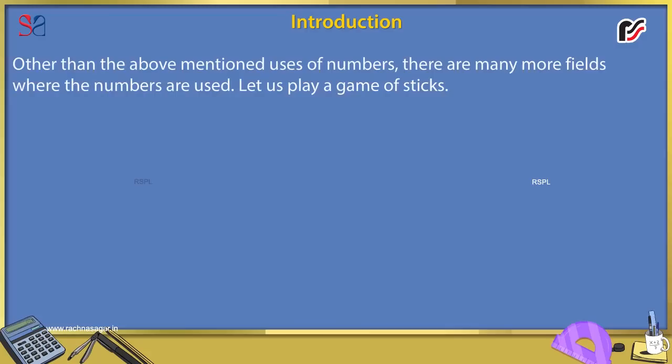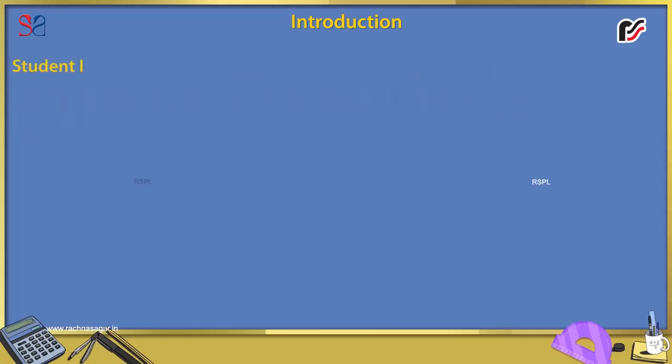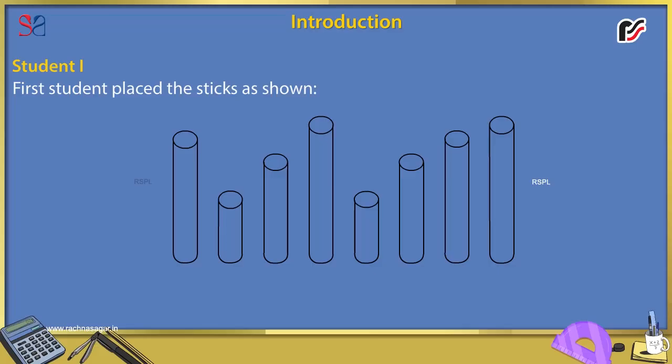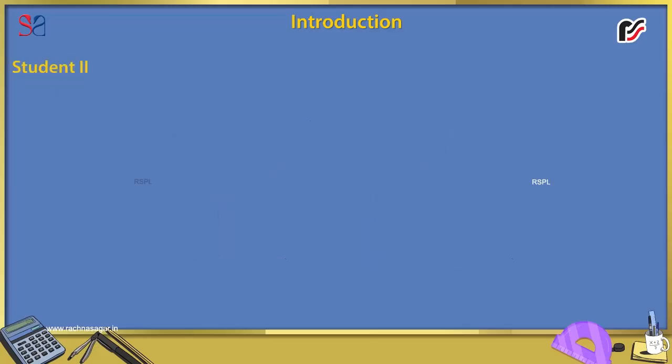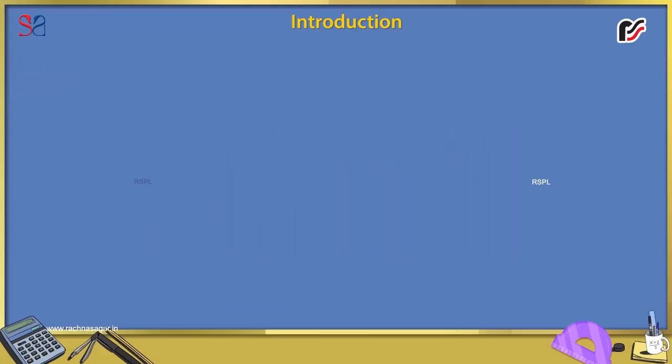Let us play a game of sticks. Distribute 8 different size sticks to the students. Now ask them to arrange the sticks in any order. Student 1. First student placed the sticks as shown. Student 2. Second student's arrangement was like this.